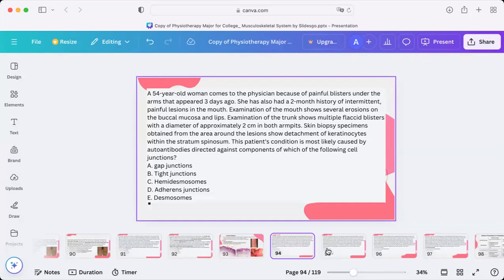Is it the desmosomes? Is it the hemidesmosomes? Right, guys, what's the diagnosis here? Good job. Why is it PV? Why is it pemphigus vulgaris and not pemphigus bullosa or bullous pemphigoid? Why is it PV, guys?